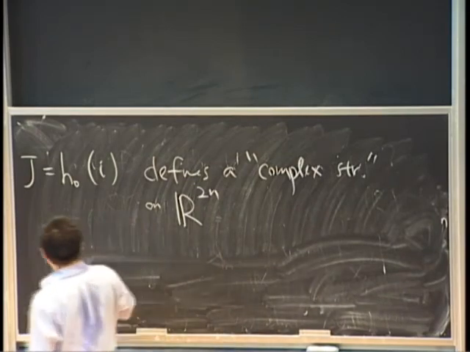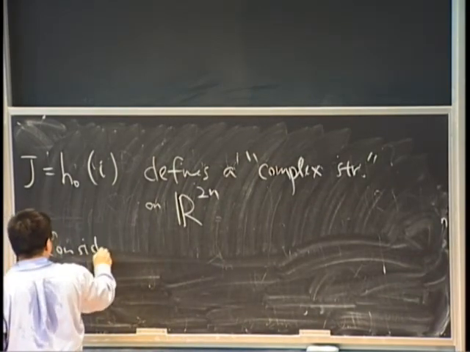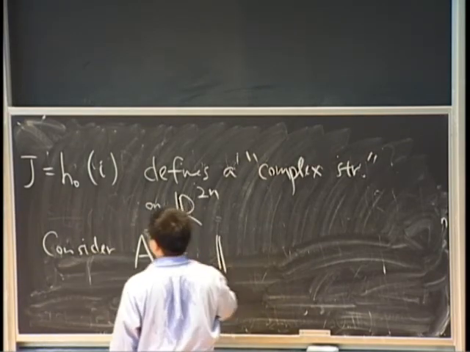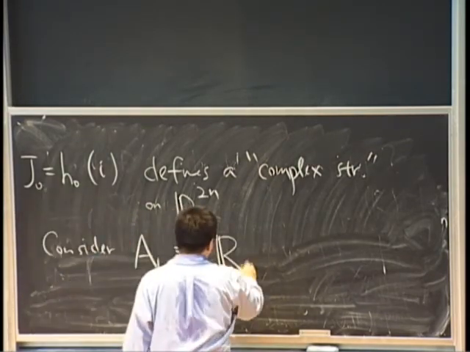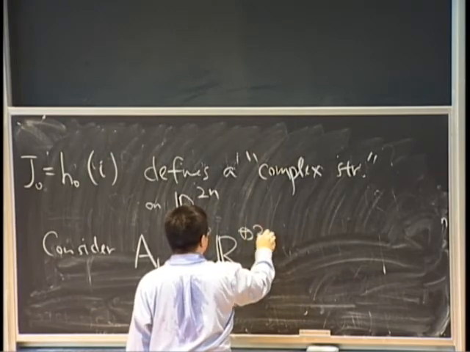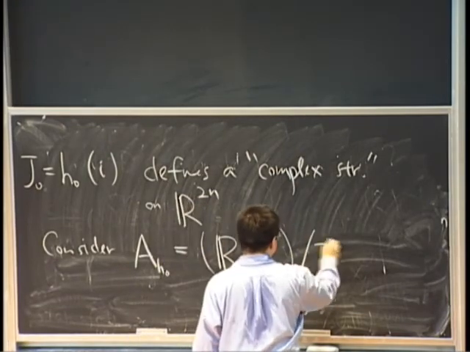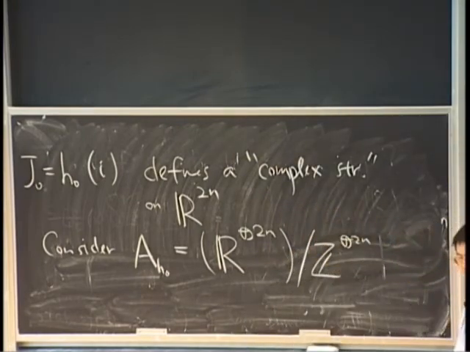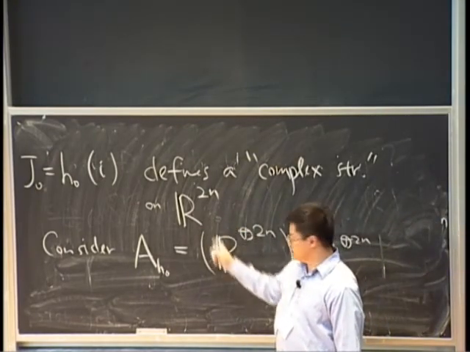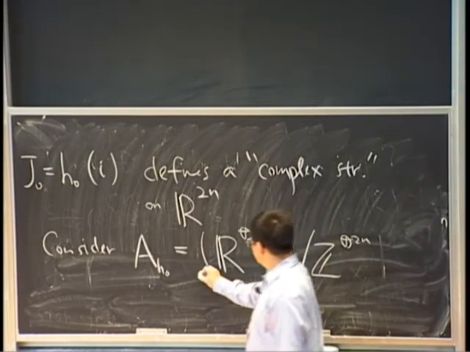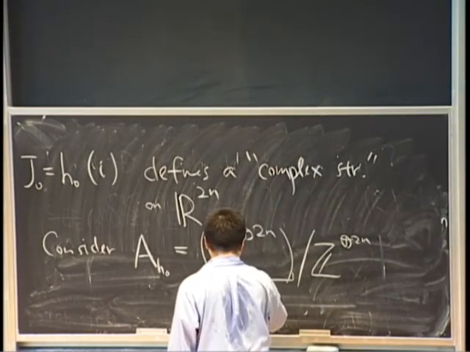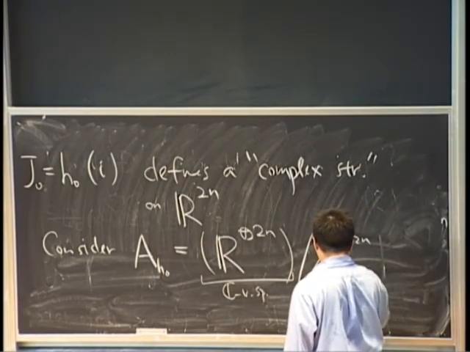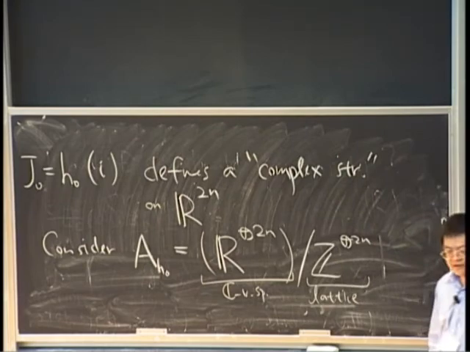So what is good? If I consider the following, consider A naught, or A of H naught, being this, let me call this J naught, R^2n mod out by Z^2n. Well, if I have a complex structure there, this becomes a complex vector space. And this is a lattice. And now you can ask what this really is.